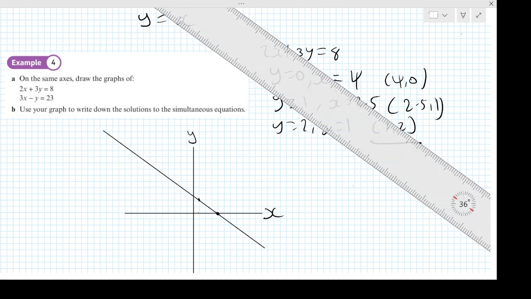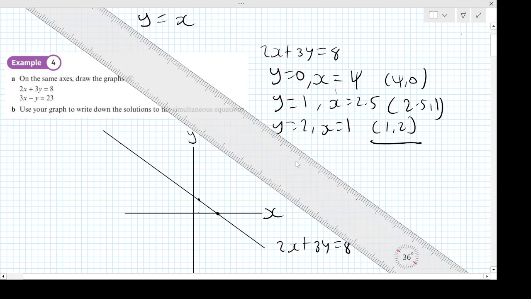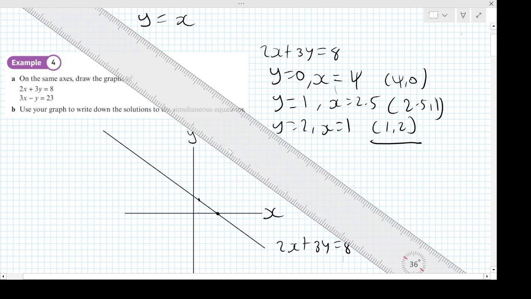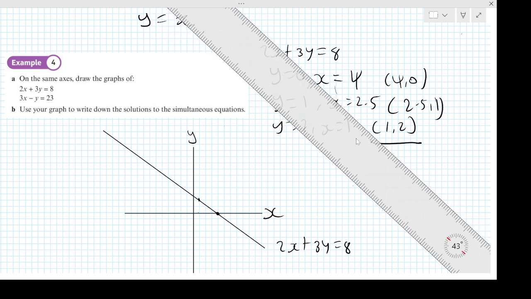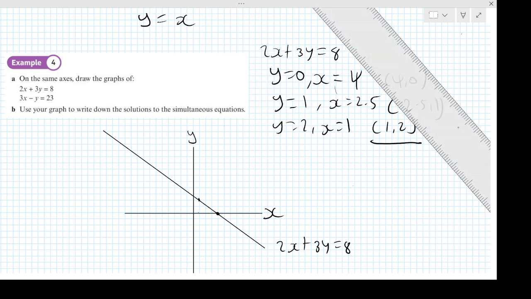So that would be the line 2x + 3y = 8. And we will look more at straight lines in a further chapter, but for now, we just need to plot them. So that's one line. Then I'm going to look at the other line here. So we've got the other equation, 3x - y = 23. Well, I need to plot that line.